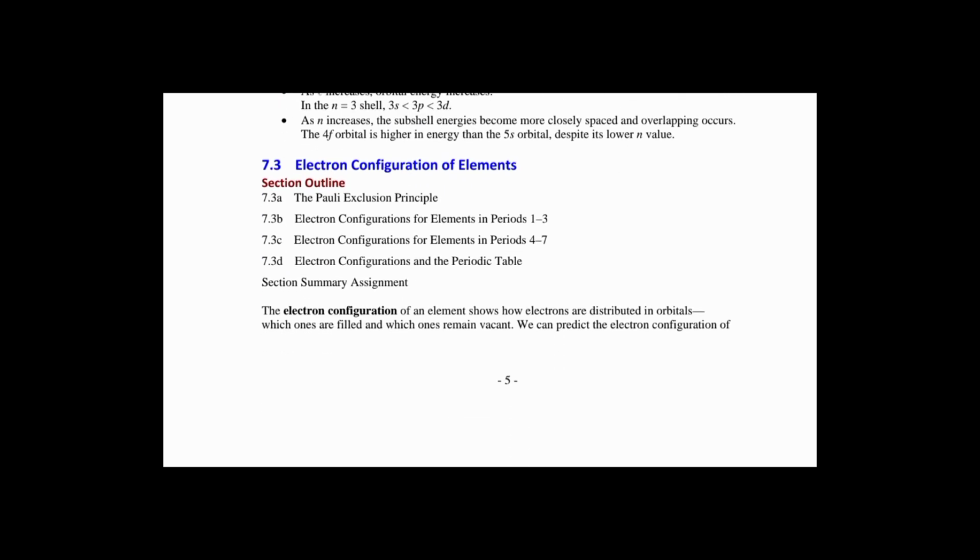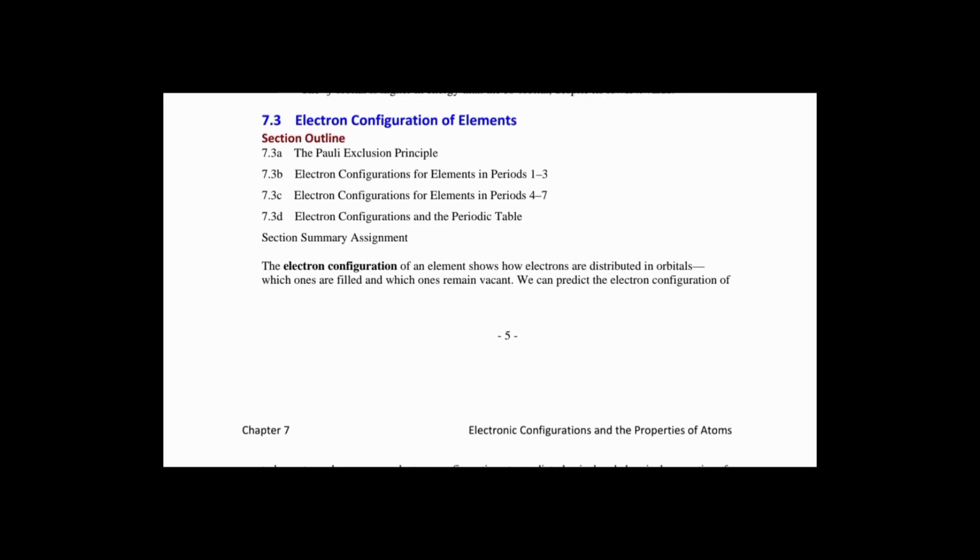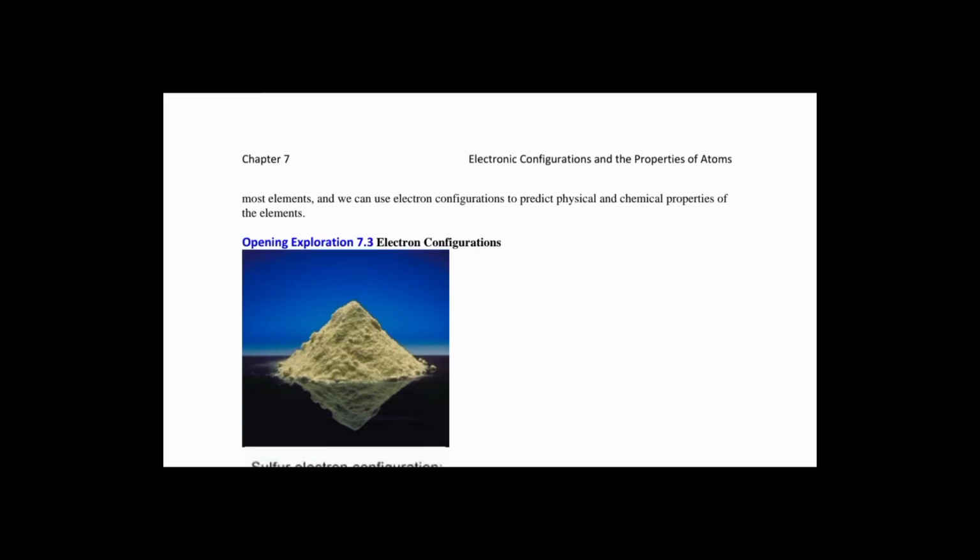Electronic configuration of elements. What is electronic configuration? The arrangement of electrons in an atom. You can represent electronic configuration with the help of quantum numbers or with the help of these rules: the Pauli exclusion principle and the Aufbau principle. You have to learn this to know how we can write the electronic configuration of an element.